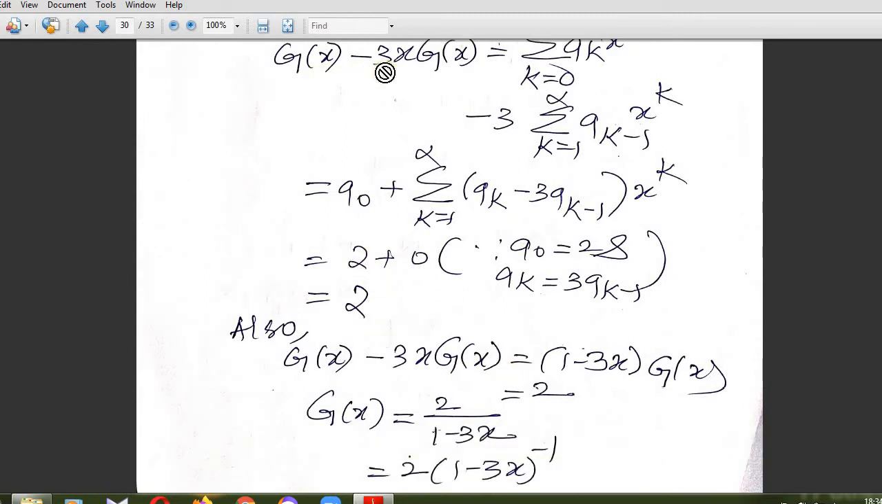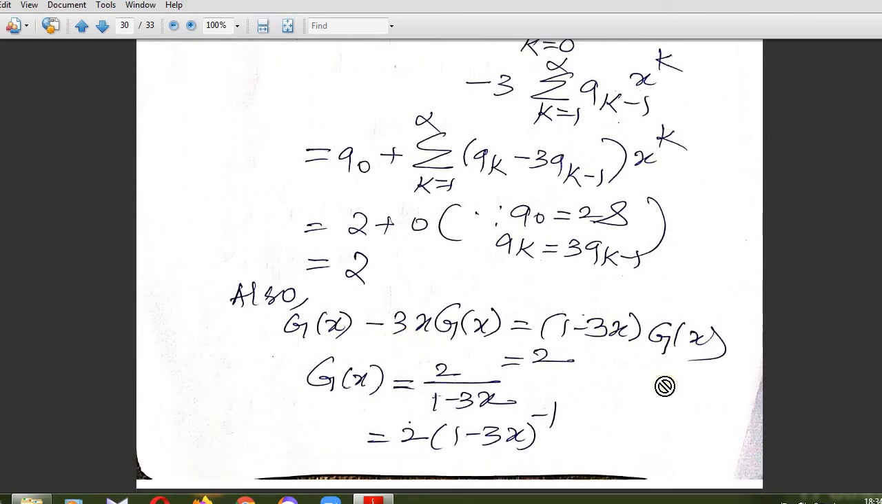So g(x) minus 3x g(x) equals 2. g(x) is common, therefore we can write it as (1 minus 3x) into g(x). That's the common factor, g(x), brought outside. The remaining element here is 1, and the remaining element here is minus 3x. So (1 minus 3x) g(x) equals 2.